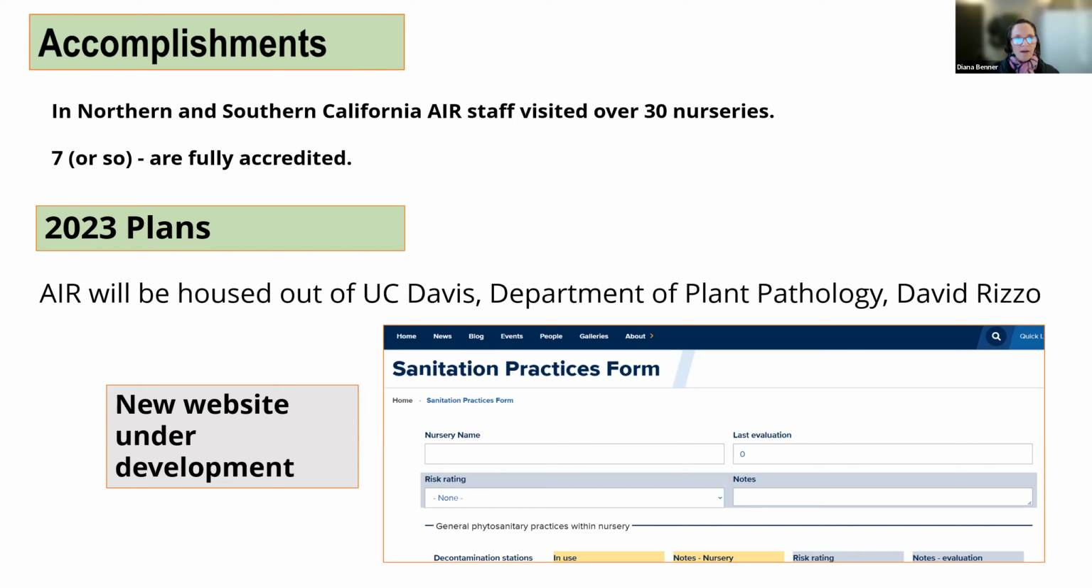So currently we have 30 nurseries participating in Northern and Southern California, and about 7 are fully accredited now. I will say that because the BMPs are really extensive to implement, so far participation in the program has been a bit more palatable, I would say, to smaller nurseries. But other nurseries are also choosing to pick up an area of their nursery, a portion of the area, to be the AIR certified portion of their nursery.